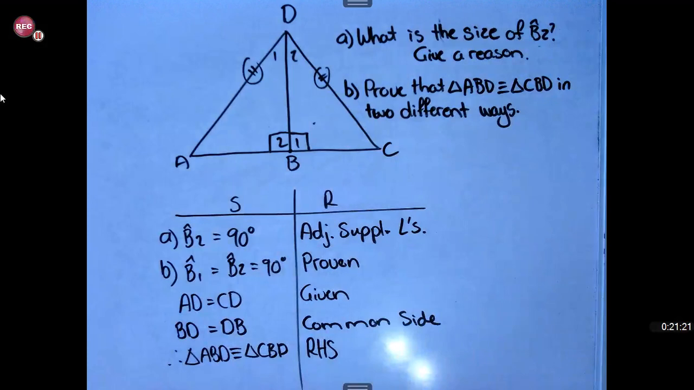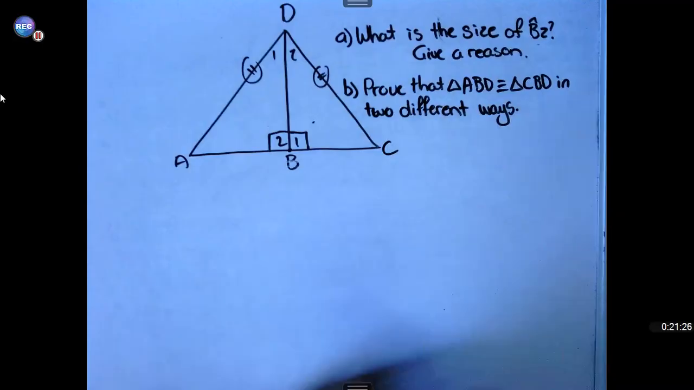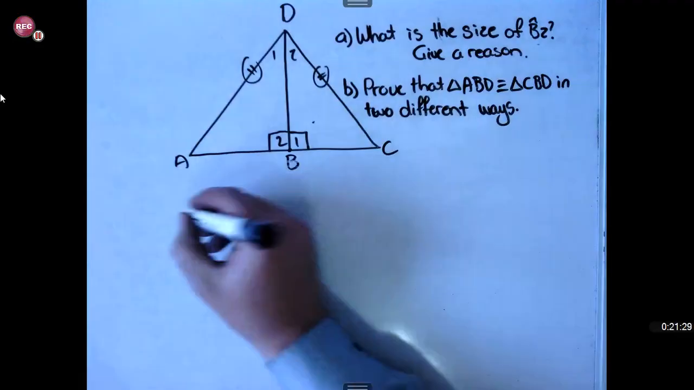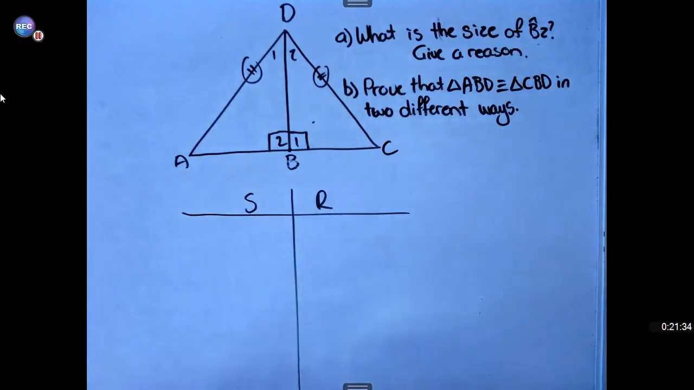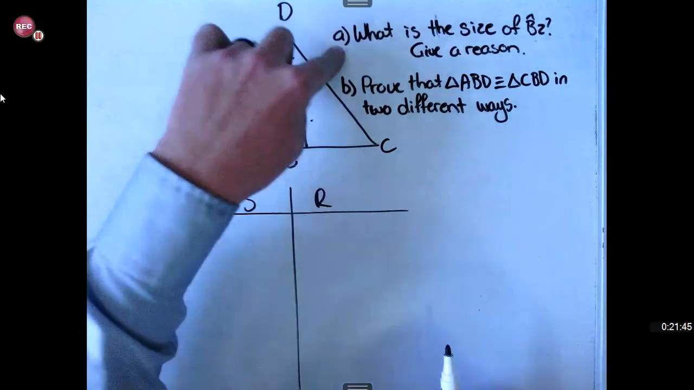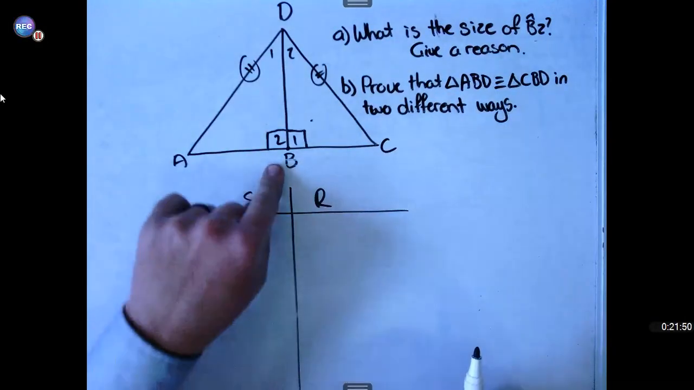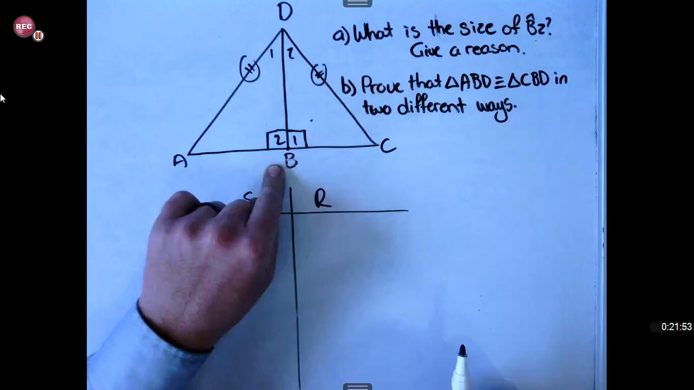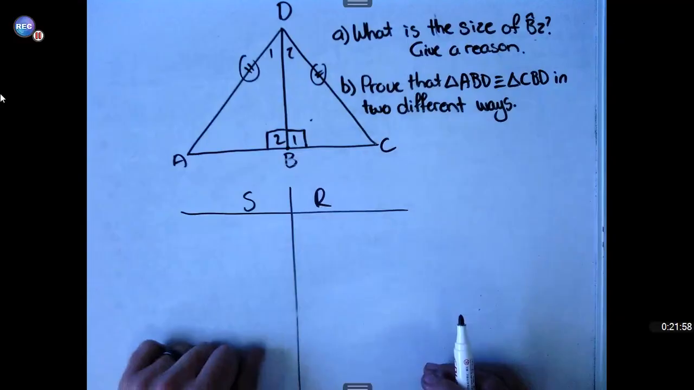Now, the other method that you could use to prove congruency is as follows. Let me just put statement reason down again. So, if you look at both these triangles, there are certain things that you need to pick up. They've given me one pair of corresponding sides, okay? And then they've given me one pair of corresponding angles, which I proved in the first question. So I proved that this angle is 90 degrees, which is equal to B1, okay?